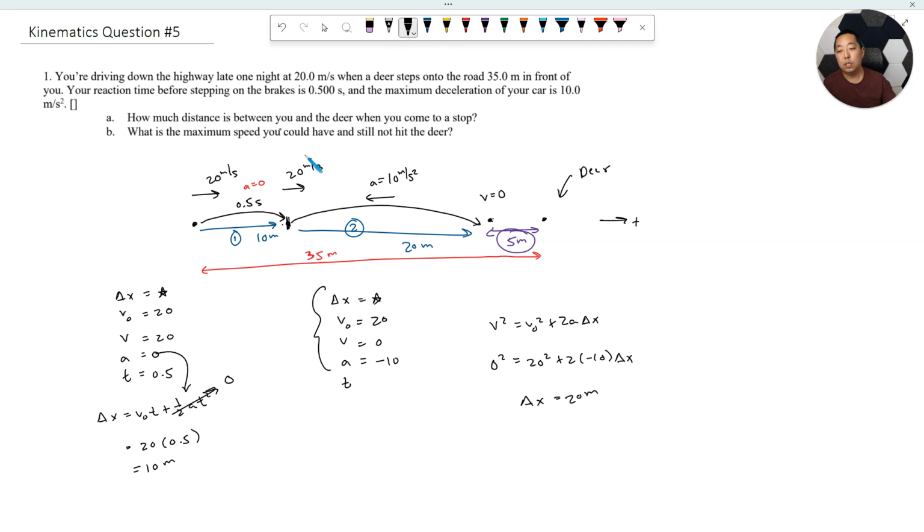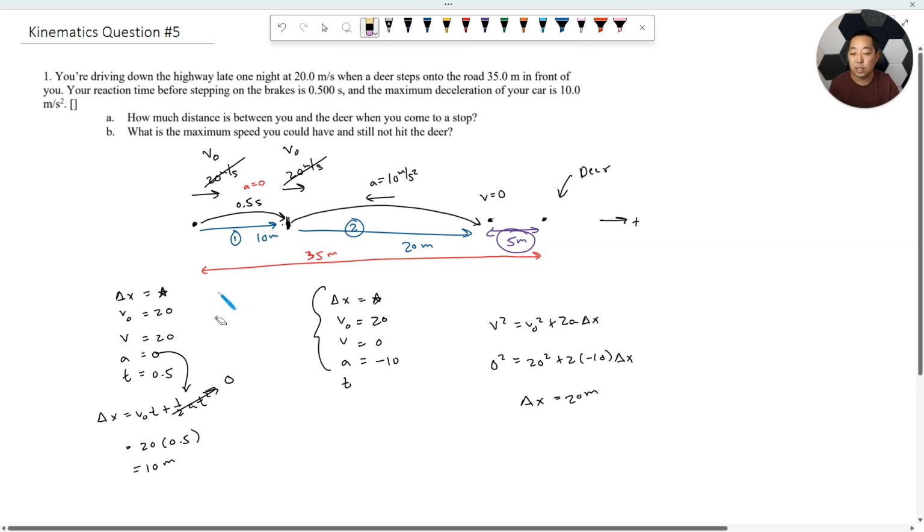Okay. Now part B, we just simply want to reframe everything we did, but now it's what is the maximum speed you could have and still not hit the deer. So ultimately, we want to reverse engineer what we did, except now we're saying it's not 20 anymore. It's some other value that we don't know. And that's what we're trying to figure out. We'll call it some velocity, we'll just call it V. I just give it a letter, but we'll just call it V0. I don't know, whatever you want to call it, okay? V0. This is what I want to know.